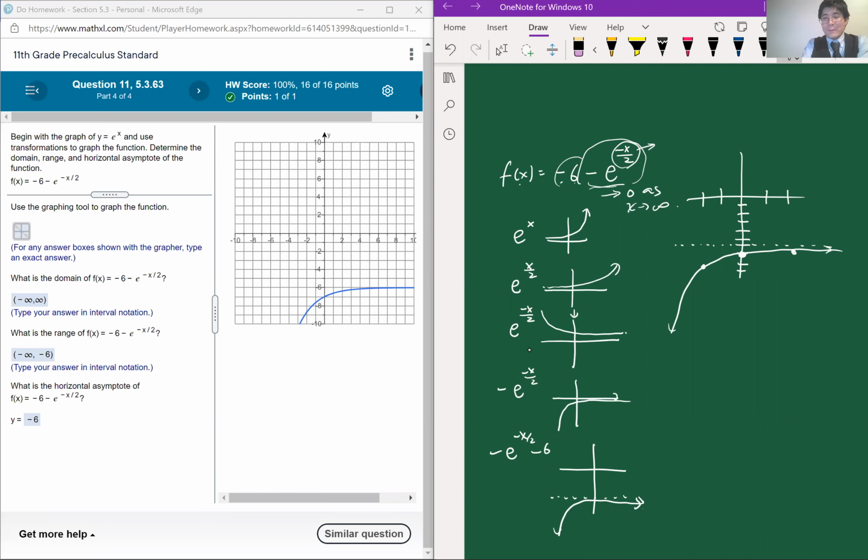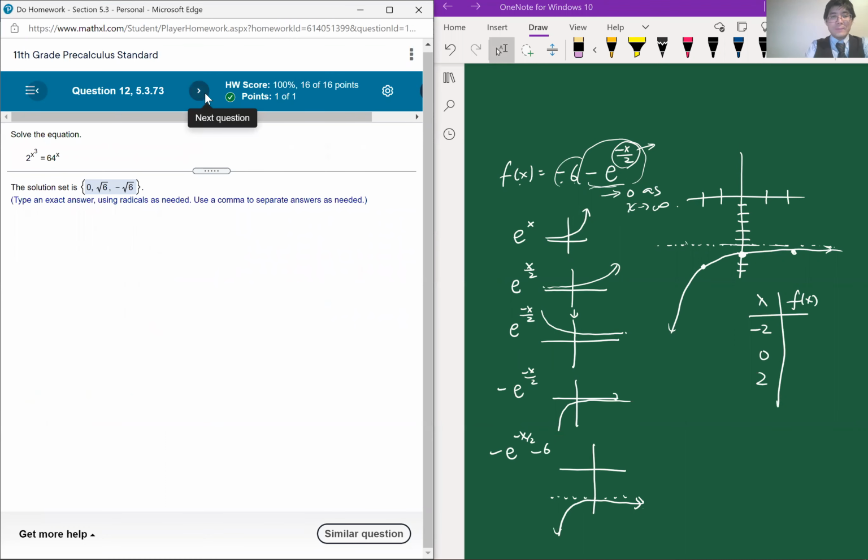As long as you know where the asymptote is, just plug in several points. Well, 3 points. In this case, plugging in when x is negative 2, 0, 2 would help a lot. Okay, domain: all real numbers. Range: negative infinity through negative 6. And yes, the horizontal asymptote is y equals negative 6.